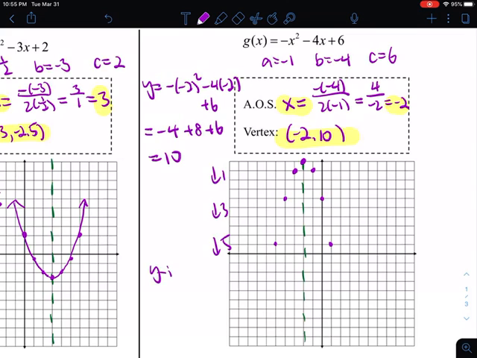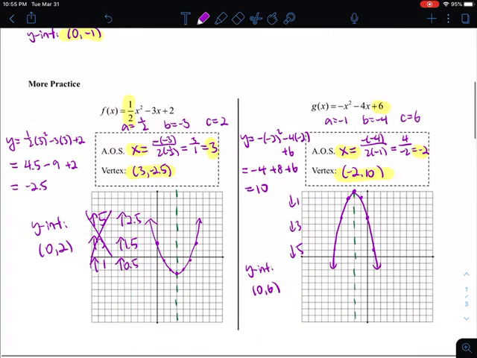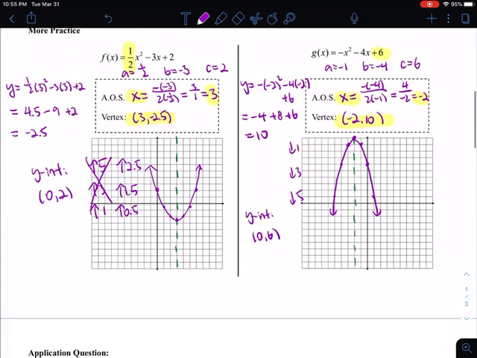And by the way, I forgot about the y-intercept, but that's going to be 0, 6, because our c value is 6. And we do have that on our graph right over here. And here is my parabola. Okay, so that is how we can graph quadratic functions in standard form.